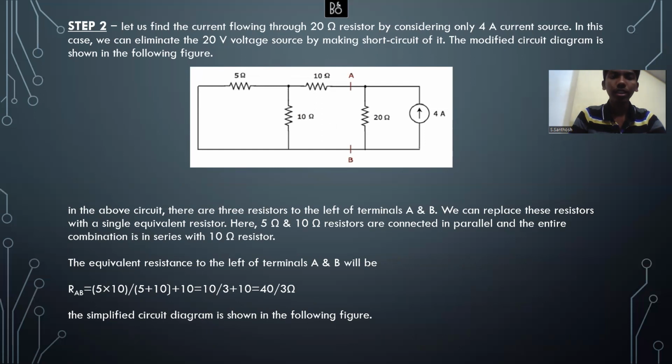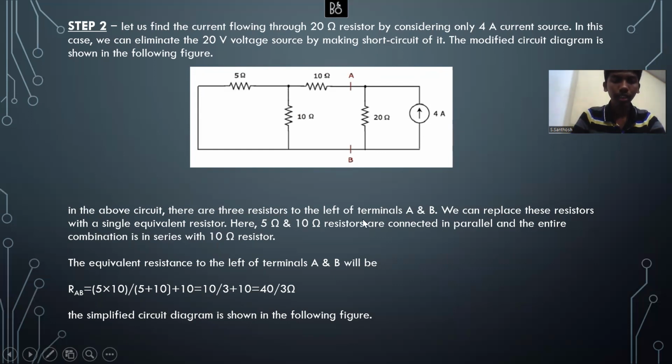So now we are finding the current value with respect to the current source and neglecting the voltage source and making it short circuited. So you can see over here that there is no 20 volt voltage source given. It's just a straight line, which means it's short circuited. And you can see that now we have the 4 ampere current source present over here.